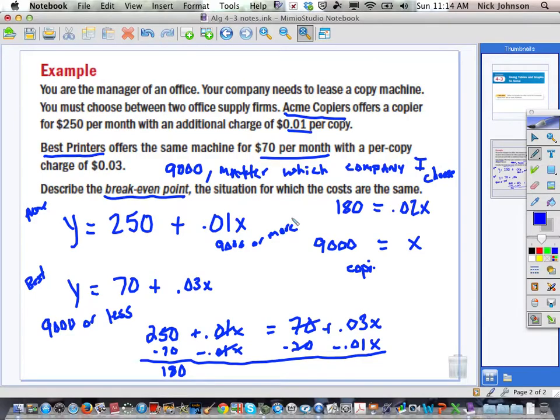So as a business manager, you need to decide, or you need to know based off your data over the course of a year or something, how many copies are you making? If you're making 9,000 or more, you better check in with Acme and get them to set up the printers. If you're making 9,000 or less, go ahead and call up Best. That's the important part of being a manager and being a smart businessman and making more profit for your dollar.